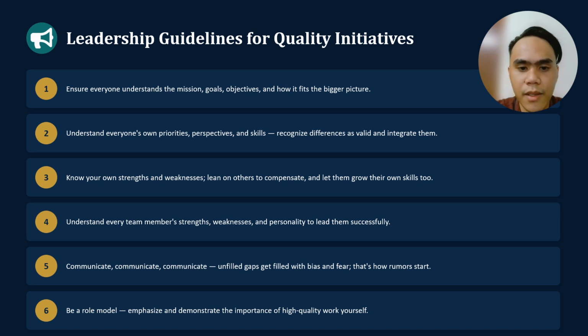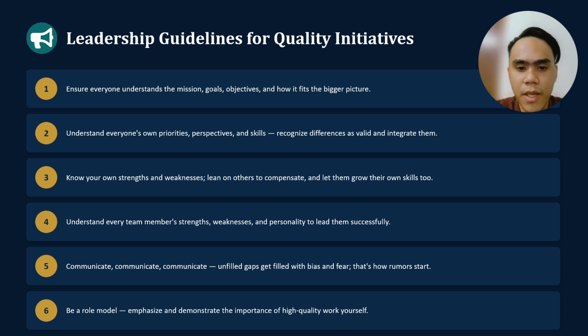So five, and the chapter states that the real emphasis here is communicate, communicate, communicate. The reasoning given is precise and worth repeating exactly. People tend to fill gaps in their understanding with their own biases or fears, and that's how rumors start. The leadership lesson is that silence is never neutral. If you don't fill an information gap with the truth, someone will fill it with speculation.